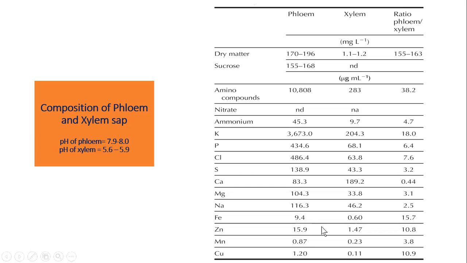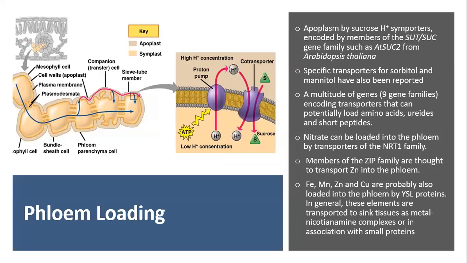Then you can see the iron, zinc, manganese, all these are higher in the phloem. So this is the comparison with xylem. In the earlier slides, although we talked about the high concentration of organic compounds in the phloem, you can see here that the inorganic ions are also very high in the phloem.